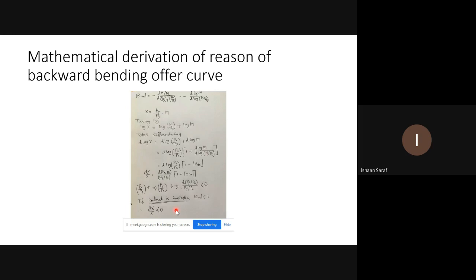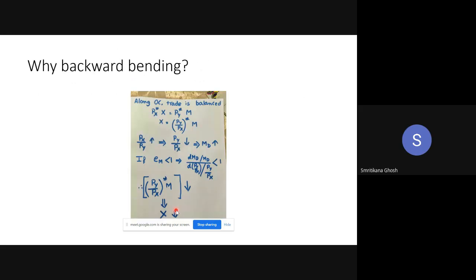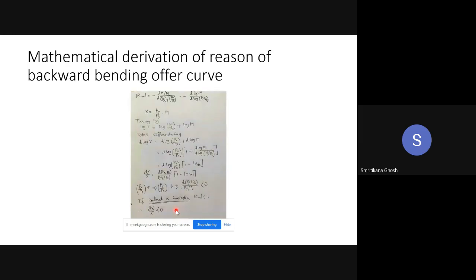Ma'am, what type of questions can we expect from this part? Oh, simple. Why is the offer curve backward bending? Draw the backward bending offer curve and explain why it is so. Just use logic. The logical part is here and the mathematical part is here.